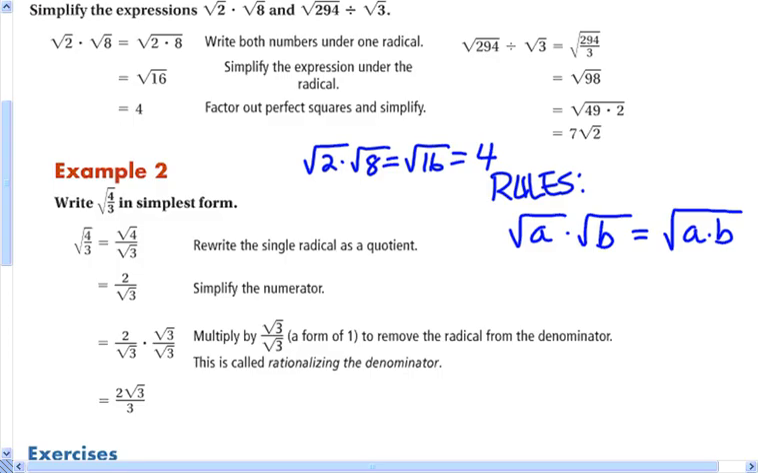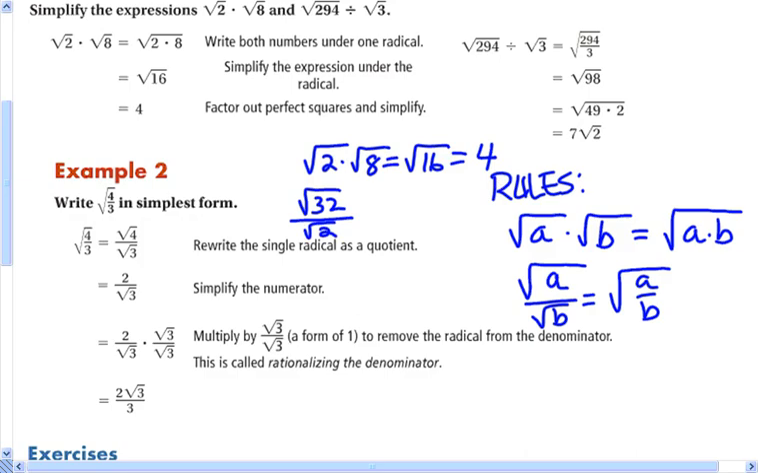All right, another rule you can use is for division. You could say the square root of a divided by the square root of b is simply the square root of whatever a divided by b is. An example of using that would be something like this. So if I have the square root of 32 and I want to divide that by the square root of 2, I can just do 32 divided by 2 first, and I get the square root of 16, which is again 4.